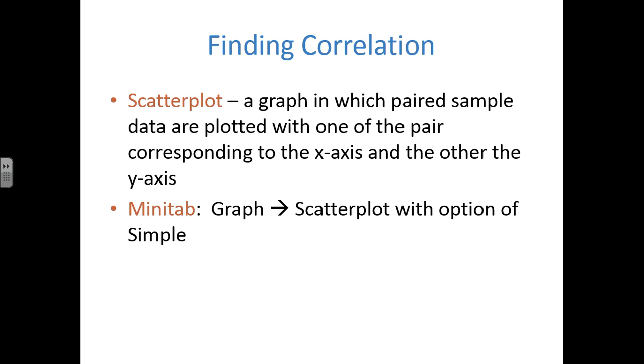In Minitab, we will go to Graph, Scatter Plot, and choose the option Simple. Enter in your X values into column 1, enter in your Y values into column 2, and then graph and see what your graph looks like.